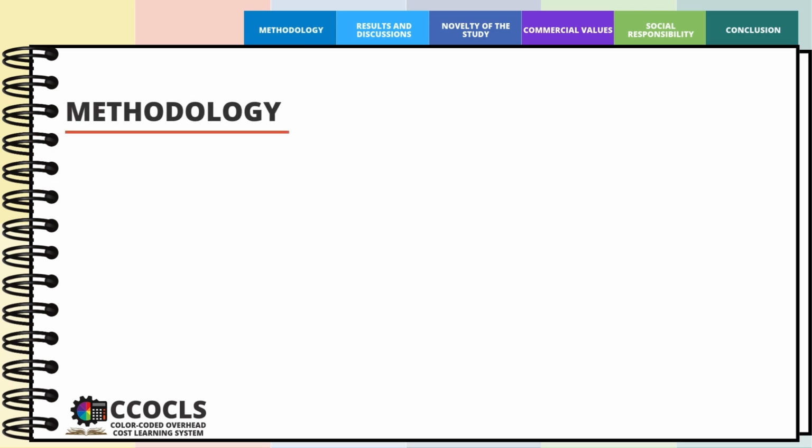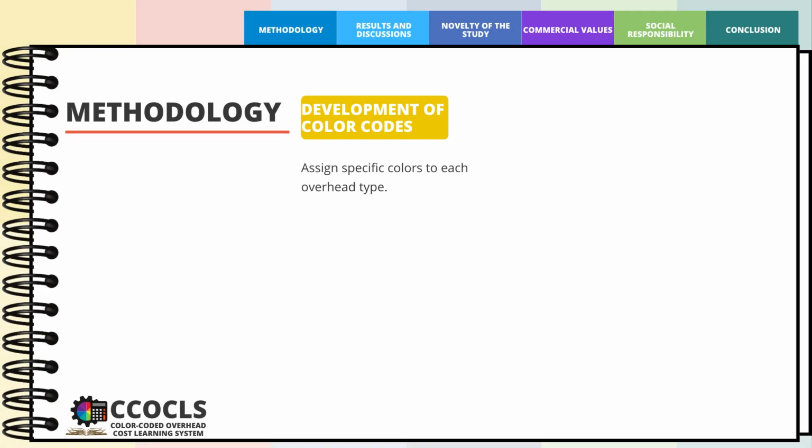Methodology. How did we design and implement CCOCLS? First, the development of color codes. We assign specific colors to each overhead type. Green represents indirect labor, yellow stands for indirect materials, blue for utilities, purple for depreciation, and orange for maintenance and repairs.